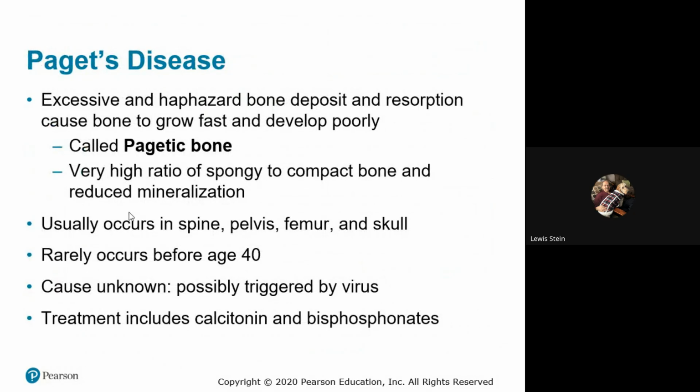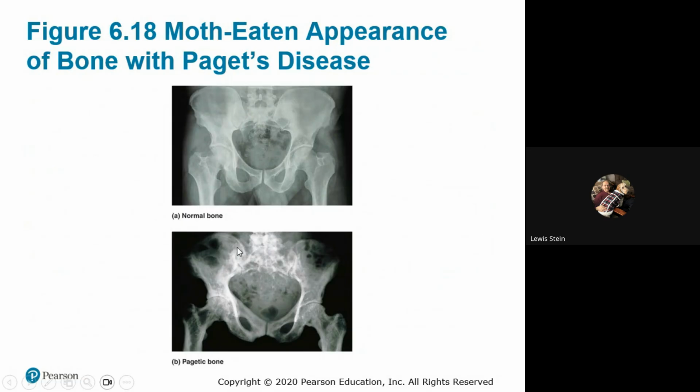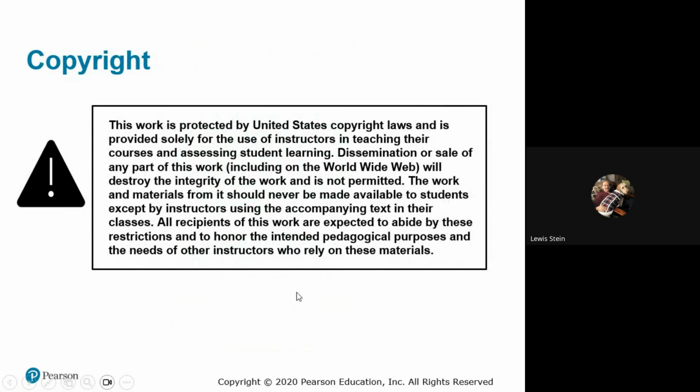Here is the pathogenic bone, spongy to compact, more spongy, reduced mineralization, certainly in middle age or over. Whenever you see "possibly," that's code for we don't know. And again, calcium, these are the bisphosphonates. I'll find out how they work. You see areas where here it isn't there, and here it's very dense. A very odd disease.